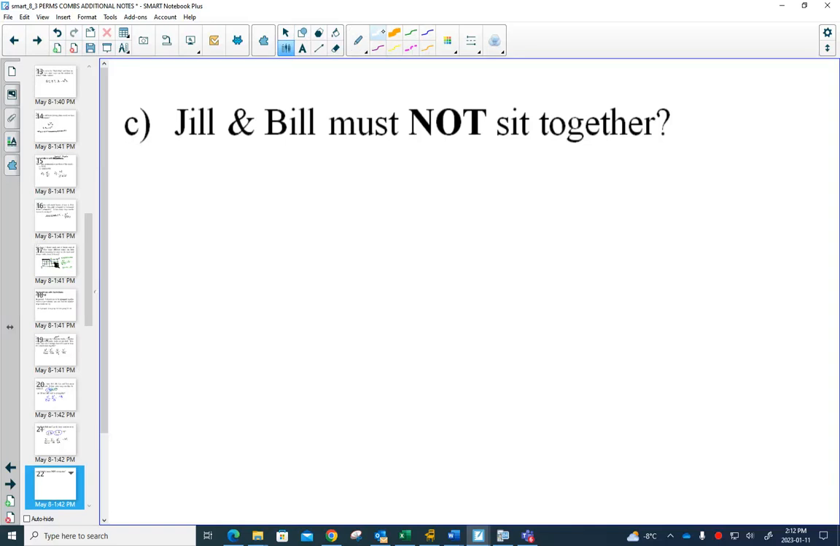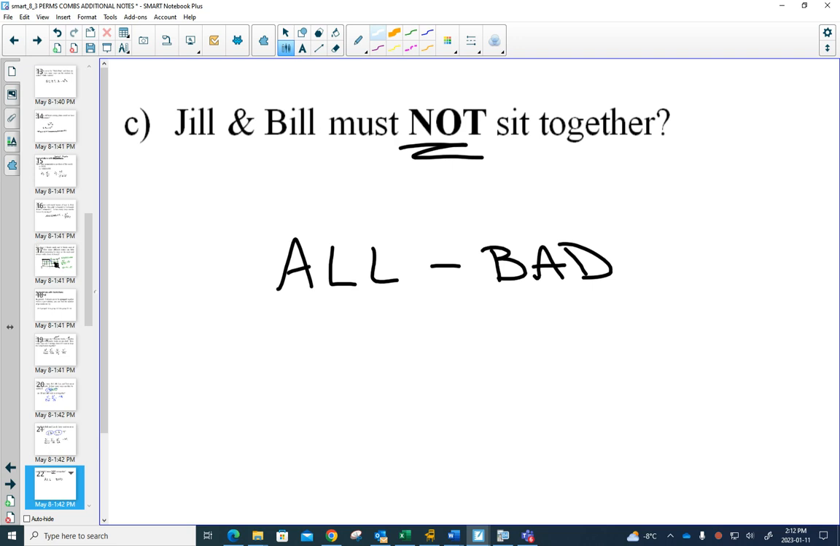Okay, so how do we count this? And this is where that not strategy, and especially with the word not in there, is part of the reason why I call it the not strategy: sometimes it's easier to count what's not something by subtracting the bad ones away from the total. The bad ones would be the Jill Bill together. We counted that in part A and came up with 48.